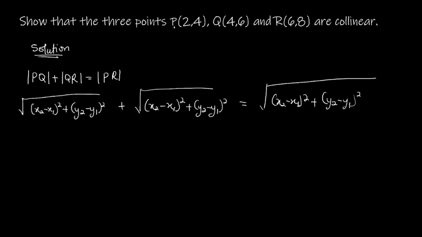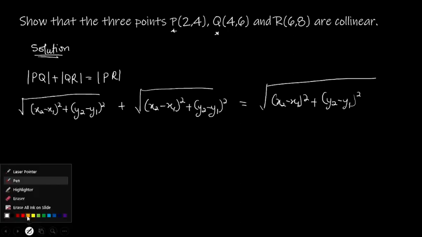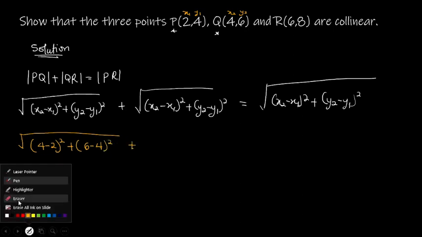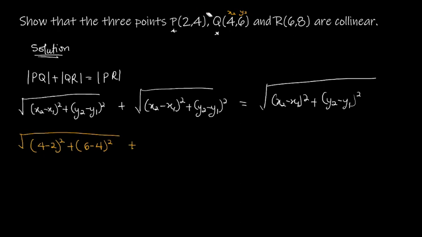Alright, so let me take PQ first. Yes, P and Q. So if I do that, this becomes my x1, my y1. This becomes my x2, my y2. So this will be equal to the root of my x2, which is 4, minus my x1, which is 2, squared, plus my y2, which is 6, minus my y1, which is 4, squared. Now plus, okay, so I can go ahead and erase these.